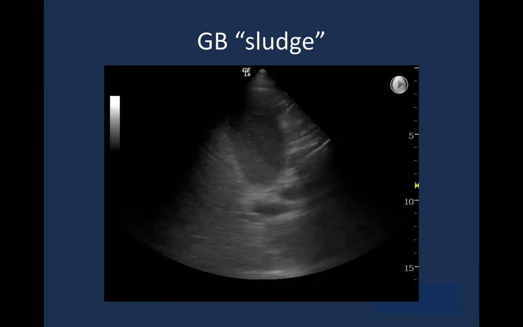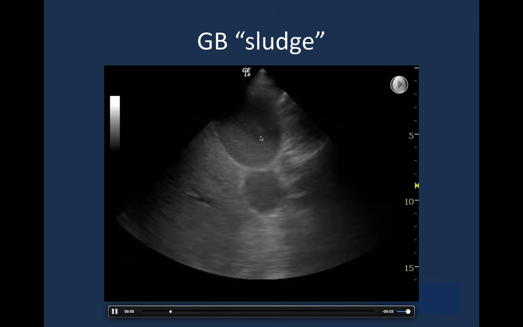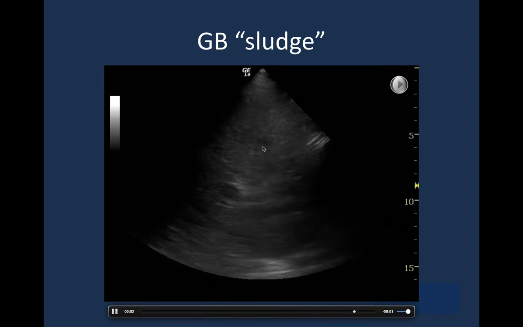Here's a video clip demonstrating a gallbladder filled with this echogenic material within it, and that is all gallbladder sludge.